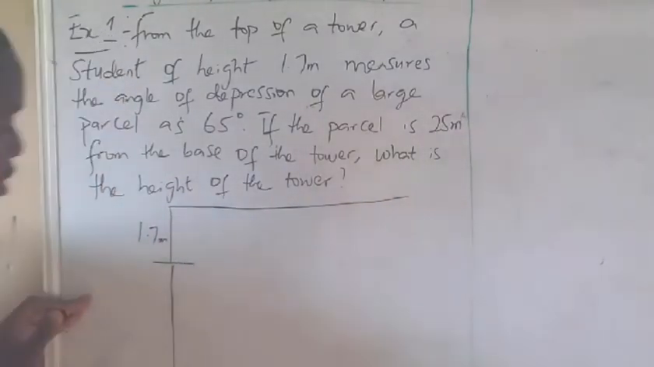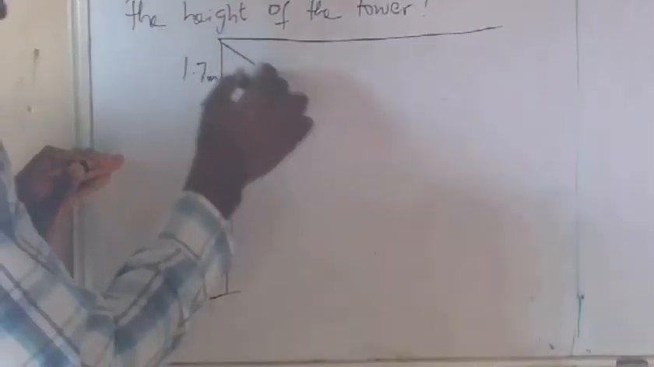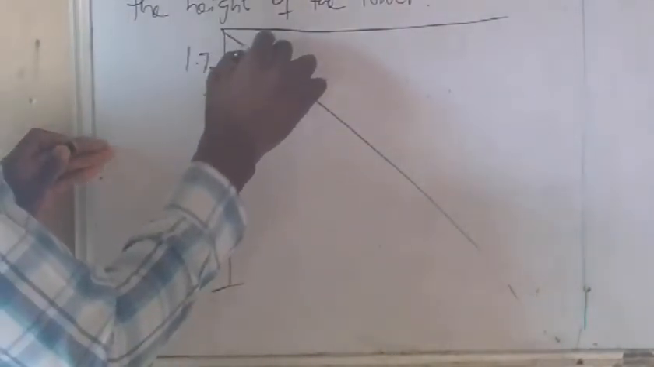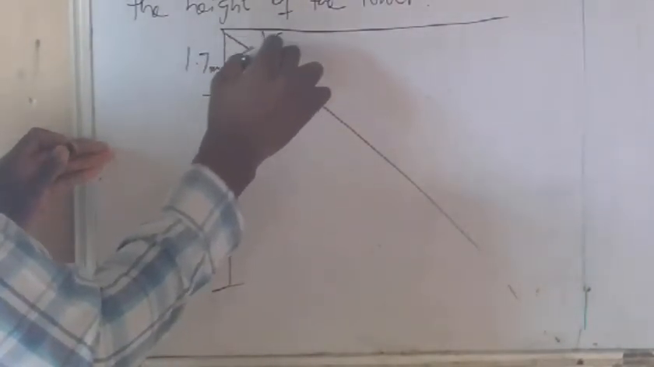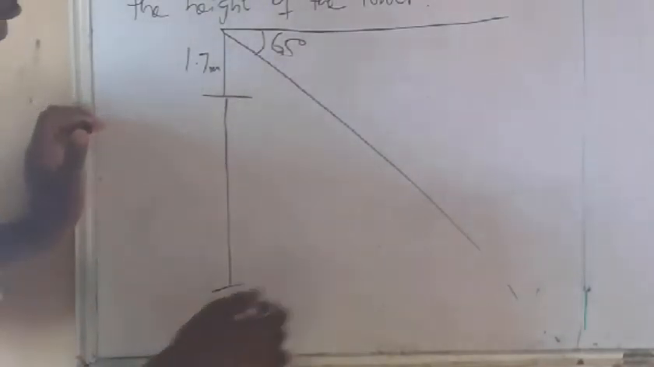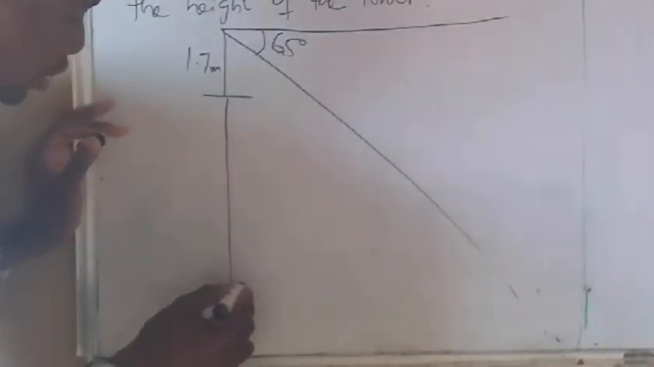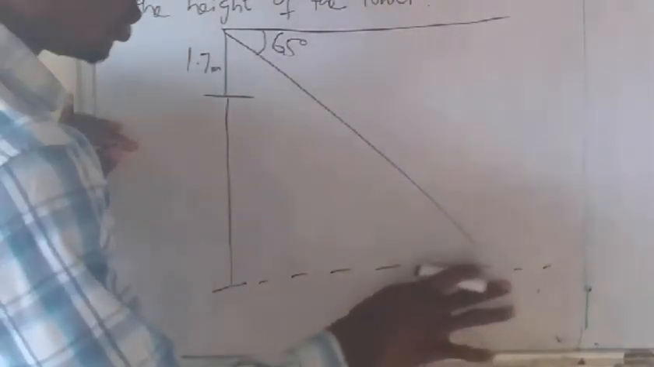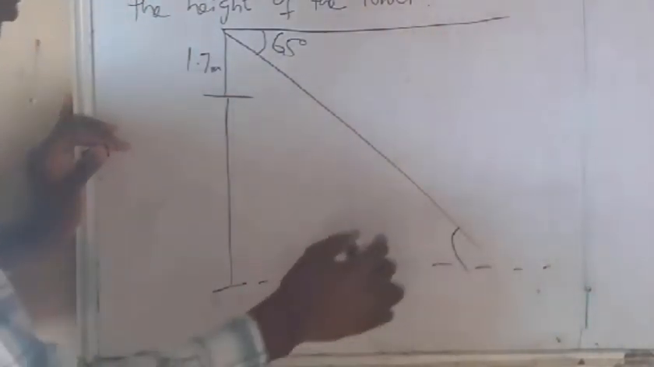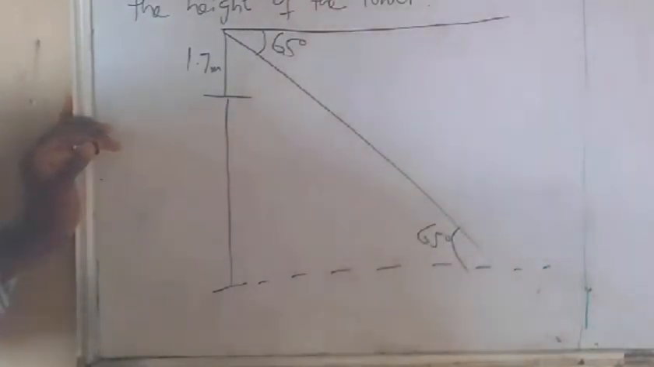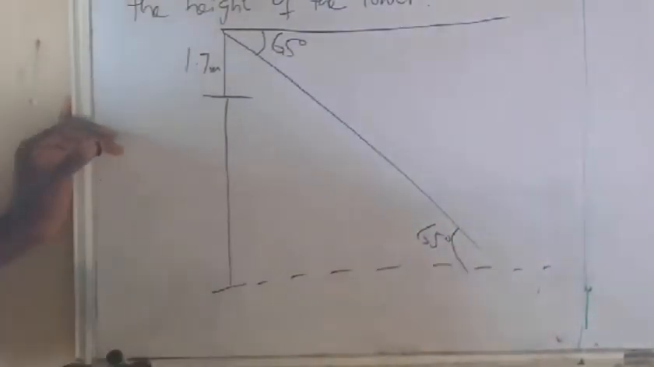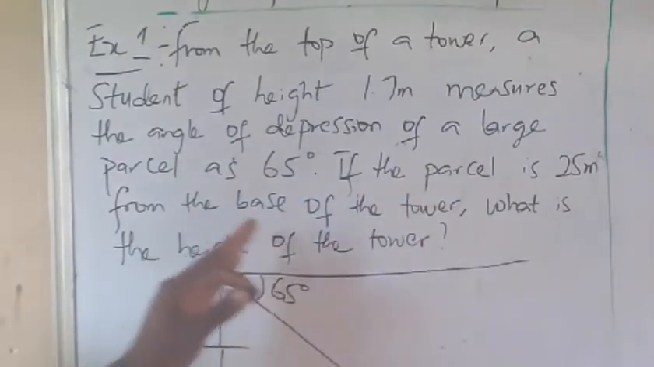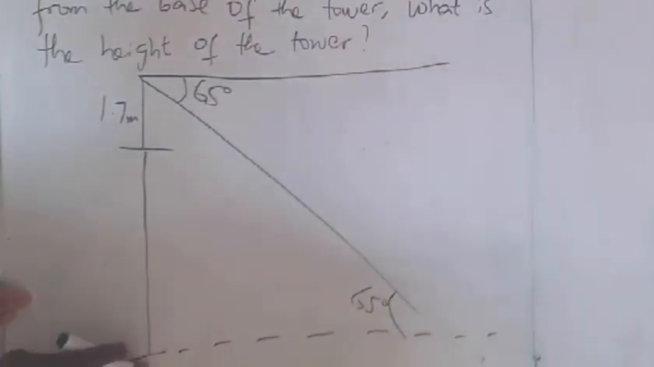As explained earlier, depression means look straight and look down. In that case, this angle is going to be 65 degrees. Look straight and look down. Just join this to the base of the tower with the angle of depression. In which case, this angle automatically is also 65 degrees, because this angle is opposite to this angle.